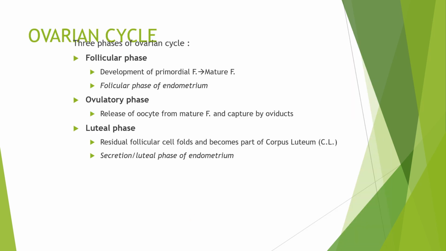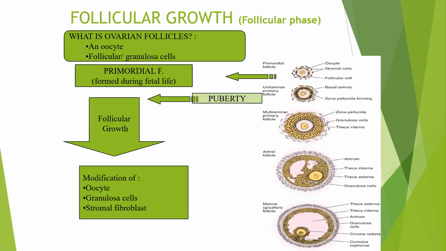The ovarian cycle consists of three phases: the follicular phase, the ovulatory phase, and the luteal phase. In the follicular phase, there is development of the primordial follicle into a mature follicle, and this corresponds to the follicular phase of the endometrium. In the ovulatory phase, there is release of the mature follicle, and in the luteal phase, the residual follicular cells fold and become part of the corpus luteum. There is a secretory or luteal phase of the endometrium in which progesterone is secreted. So first we will study the follicular phase.